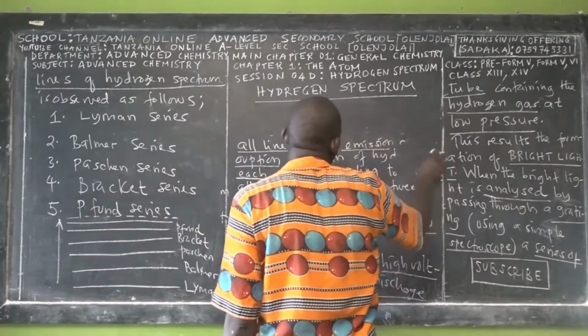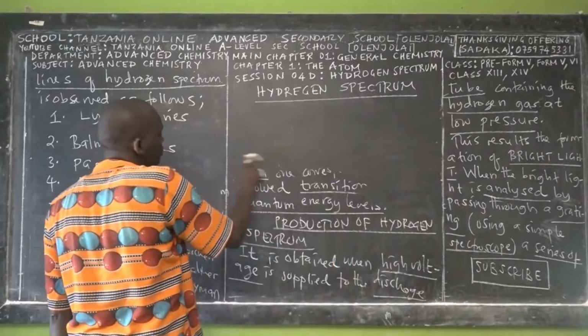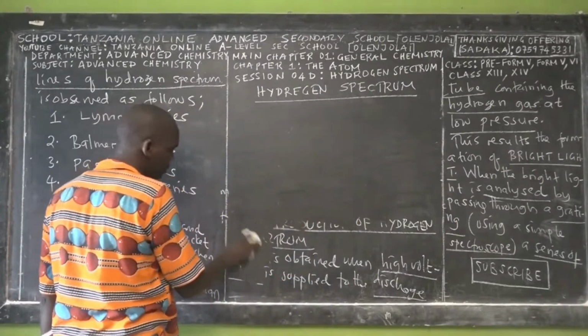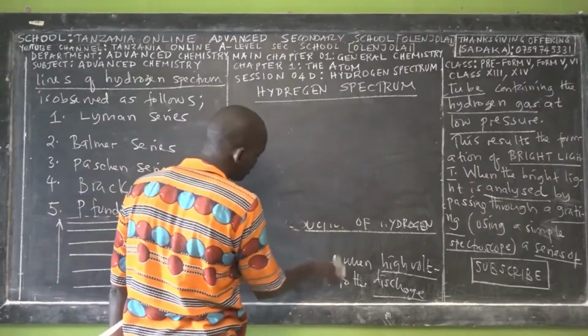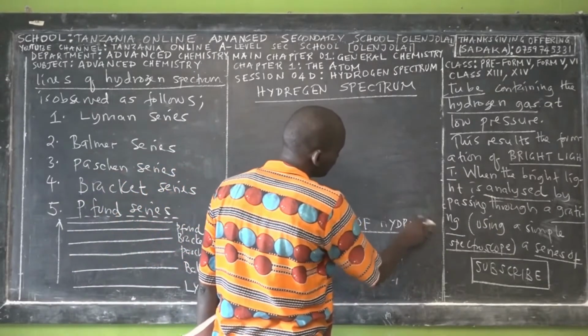So that is how we obtain the hydrogen spectrum. Simply, these are all the lines that we see in the emission or absorption spectrum.